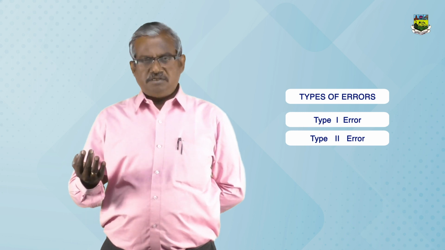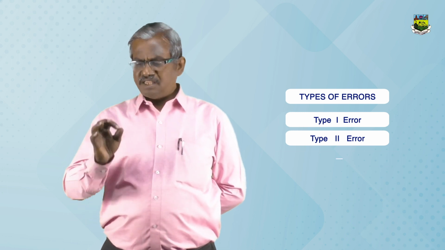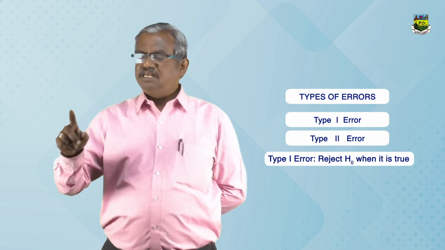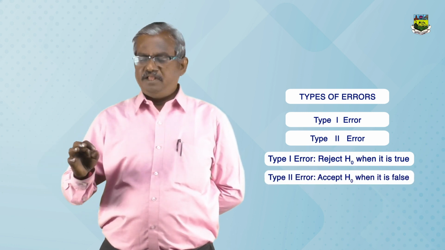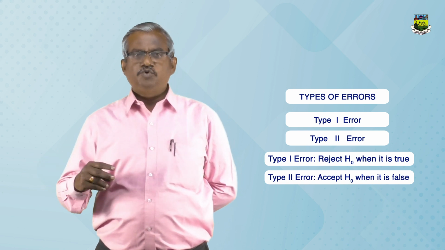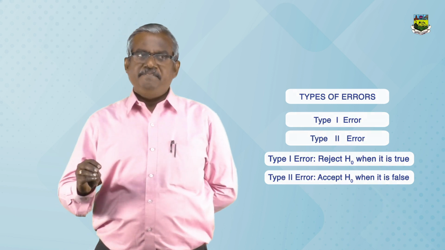Normally we define them. So what is type 1 error? Reject H0, that is, reject the null hypothesis when it is true. That is type 1 error. Accept H0 when it is false. That is your type 2 error. So we have two types of errors. It is also possible.